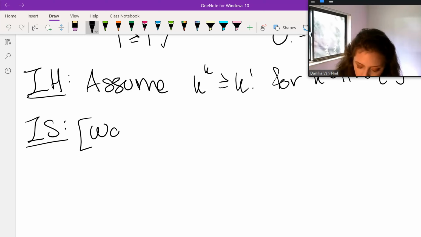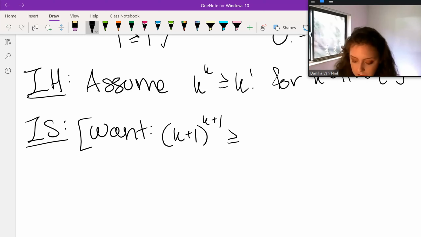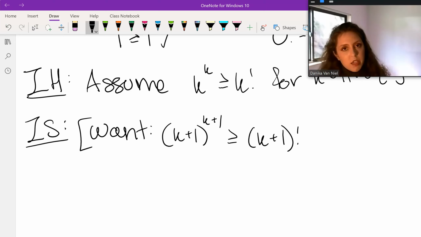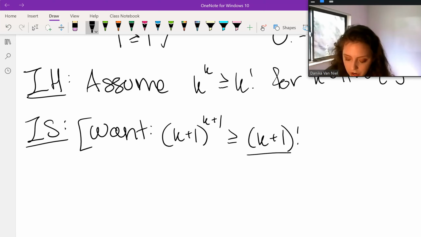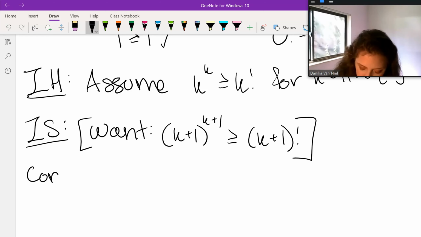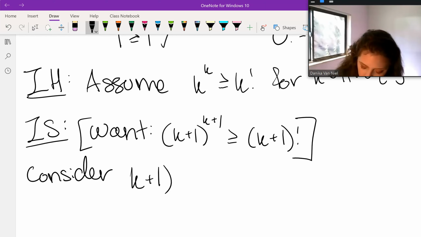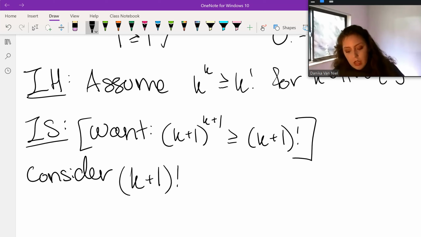Let's talk about what it is that I want. I want to show, and here's where this whole wanting thing really helps, because sometimes this can be really hard to picture in your head unless you actually write it out. So for me personally, I'm going to start on this side. I'm going to say consider k plus 1 factorial. Now I want to manipulate this a little bit so that I get something that I know about.